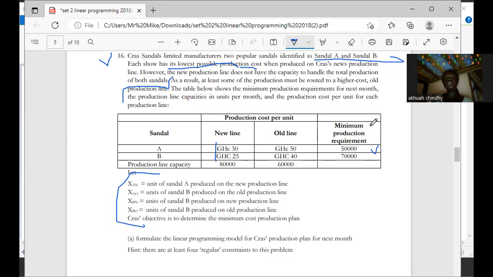But Sandals A is not produced on one production line alone. It's produced on the new line and the old line. So that's telling us that the combination of Sandals A produced on the new line plus Sandals A produced on the old line should be at least 50,000 or more. So when you're bringing this into mathematical sense, when you hear at least, it means greater than or equal to. And I know we all know how to write that.